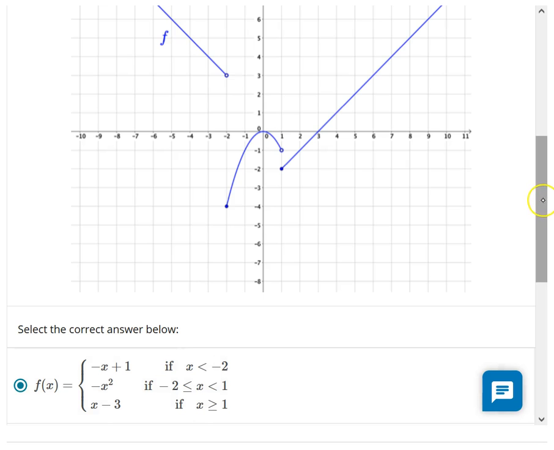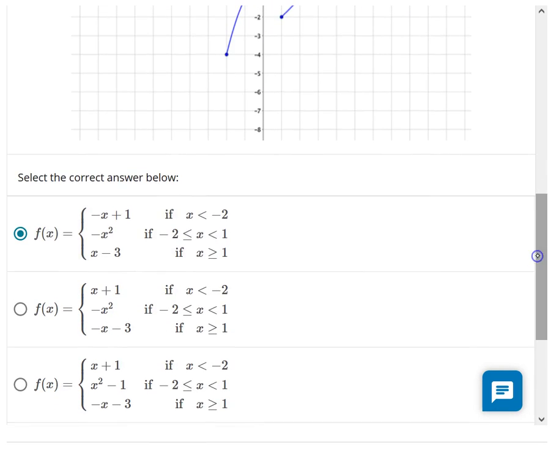Now, I always like to look at my other choices that are wrong just to be certain I'm not making a silly mistake. Also, it says select the correct answer, not all that apply, something weird like that. Always look out for that too.